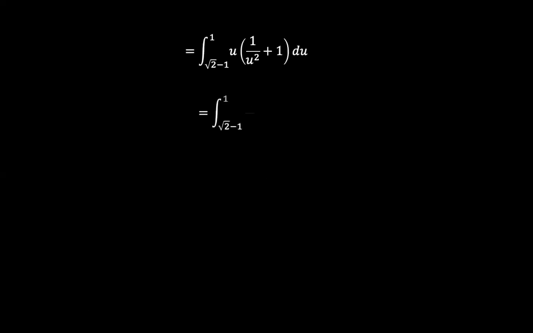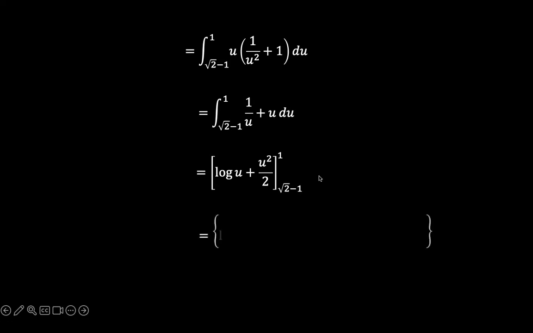And so multiplying u across means that we have the integral of 1 over u plus u. And the integration of 1 over u is the natural logarithm of u. The integration of u is u squared over 2. And then we apply the limits. So log u, applying the limits, we have log 1 minus log of square root of 2 minus 1. And then here we have 1 squared over 2 minus root 2 minus 1 squared over 2.